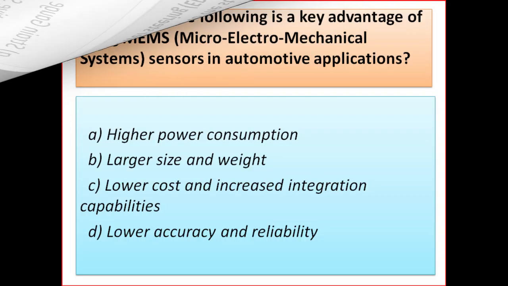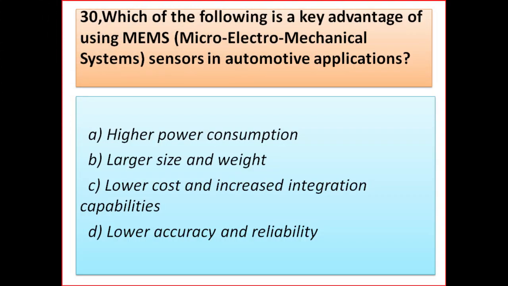30. Which of the following is a key advantage of using MEMS, microelectromechanical systems, sensors in automotive applications? A. Higher power consumption. B. Larger size and weight. C. Lower cost and increased integration capabilities. D. Lower accuracy and reliability.